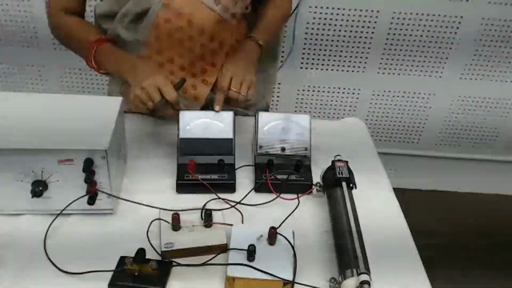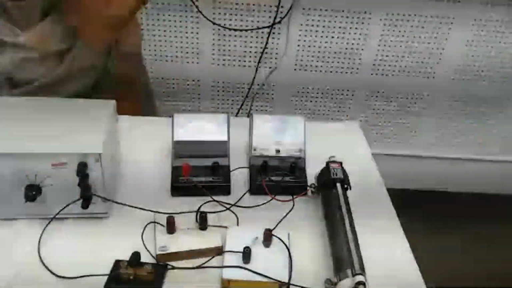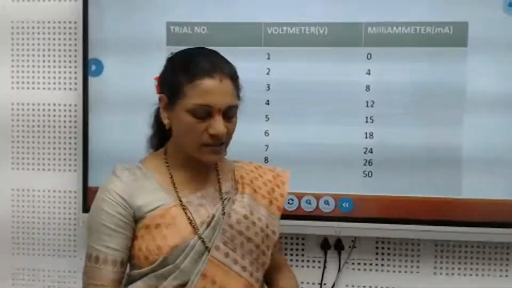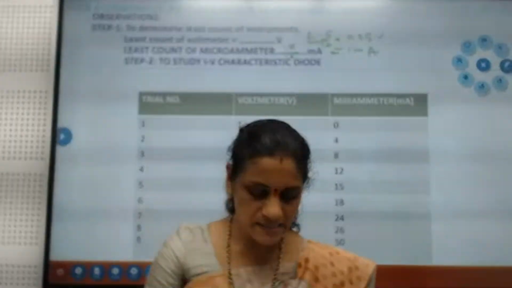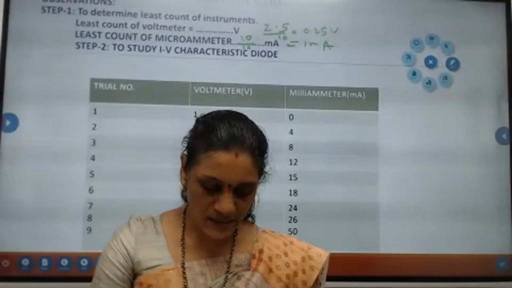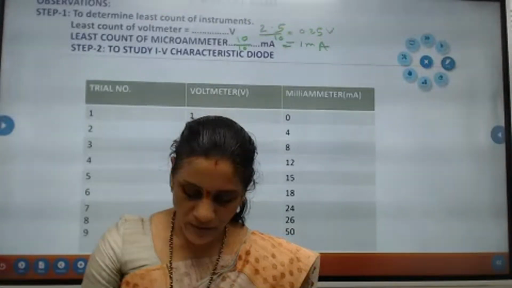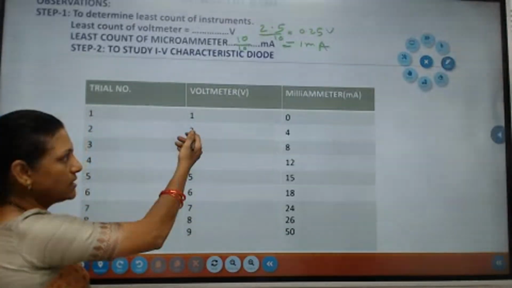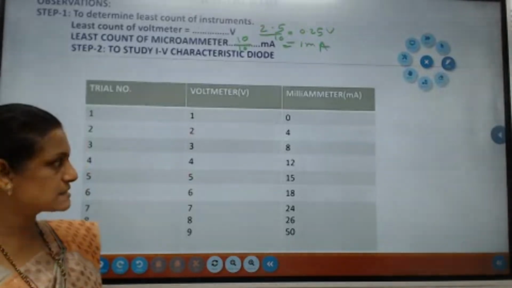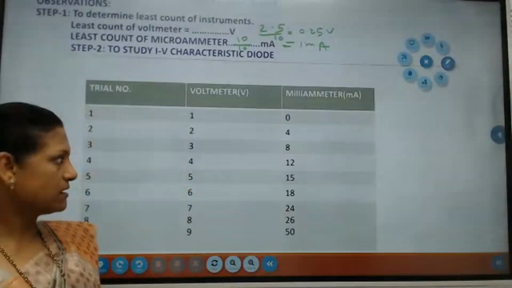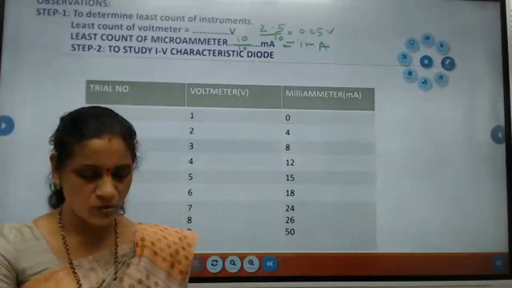Now you observe this tabular column. If I vary the voltmeter value from 0 up to 1 volt, I am getting the milliammeter reading as 0. It will not show any deflection in the milliammeter till 1 volt. Whenever I increase beyond 1 volt, my milliammeter will slightly show some readings that I will note down as per this tabular column.